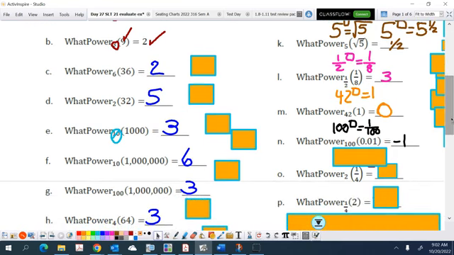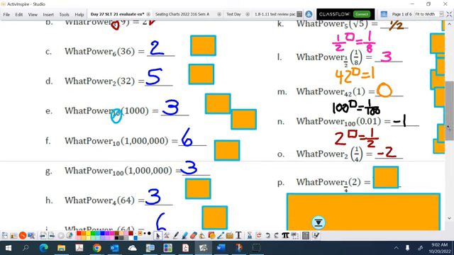From 2 to 1/4, 2 must be raised to a negative power to get that 4 on the bottom. And in fact, I'm going to have to raise 2 to the -2 power in order to take 2 and make it 1/2 and then square it to make it 1/4. So 2 to the -2 power is 1/4.